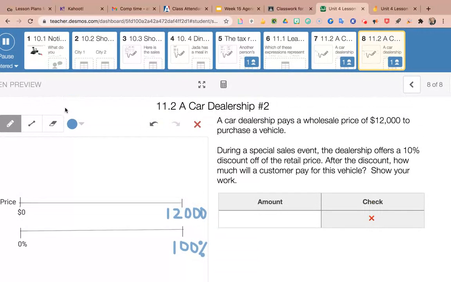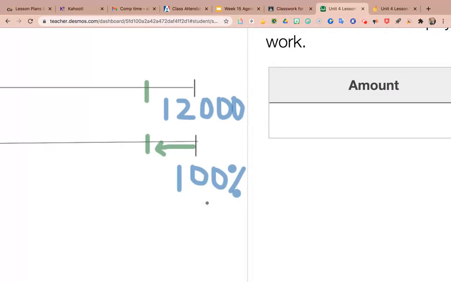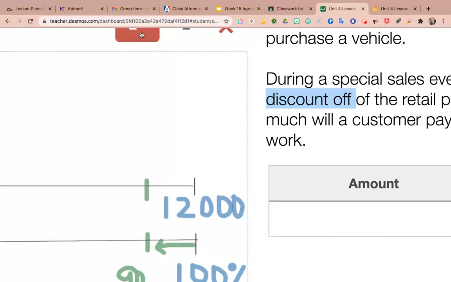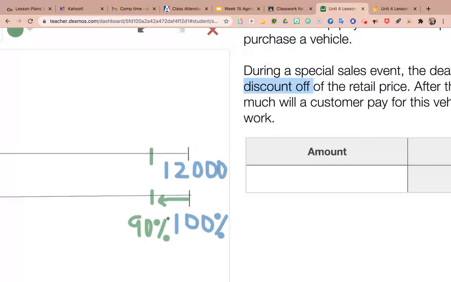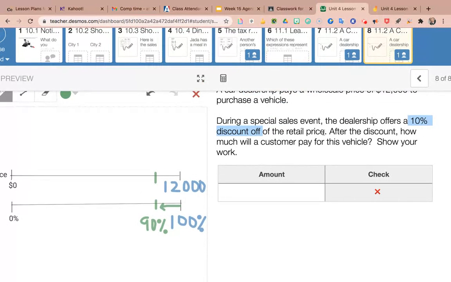During a special sales event, the dealership offers 10% discount off. So they're taking 10% off. They're taking it off. So remember these match. So I'm taking 10% off. So if I take 10% off 100, I'm at 90, right? 10% off of 100 is 90. So I'm looking for 90% of this. It says, after the discount, how much will the customer pay for this vehicle?